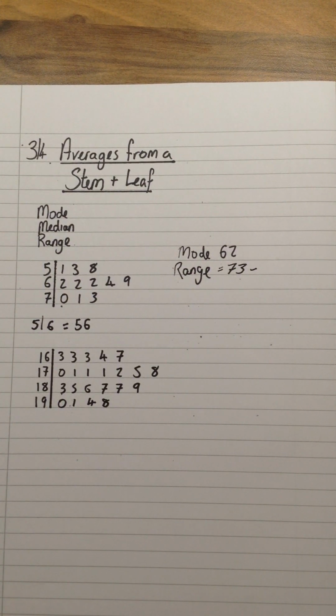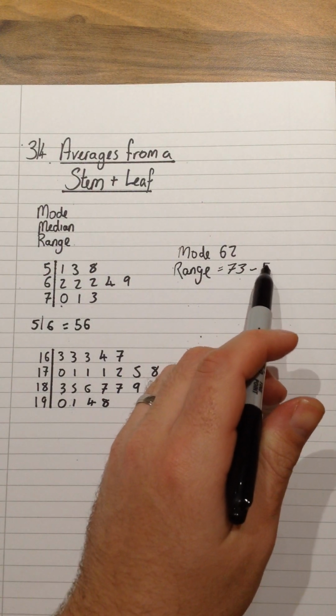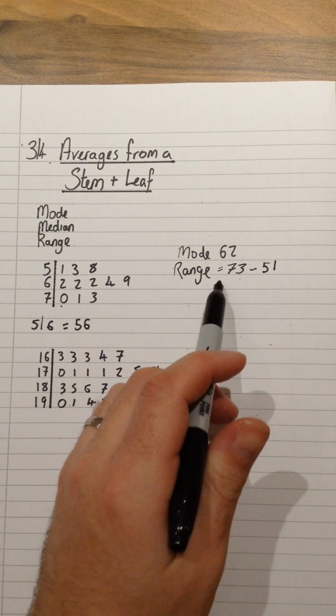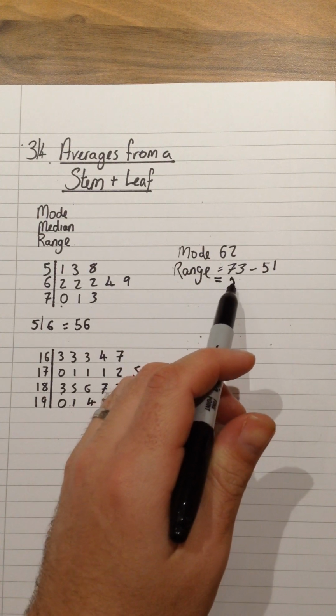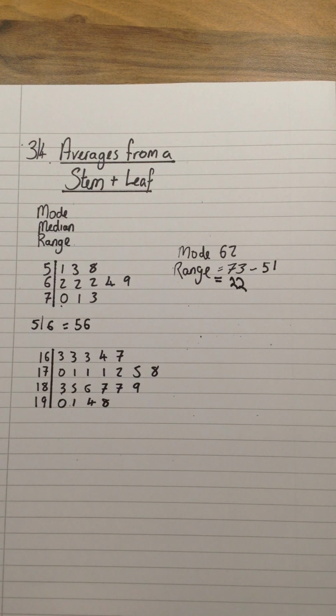We would then need the smallest number. The smallest number is always going to be on the top row here, and it's going to be this first one. So here the smallest number is 51. So I would do 73, take away 51 to give me a range of 22. The final one we need to do is the median. This is the middle number.